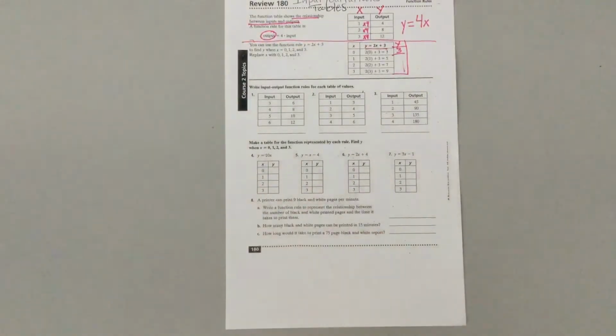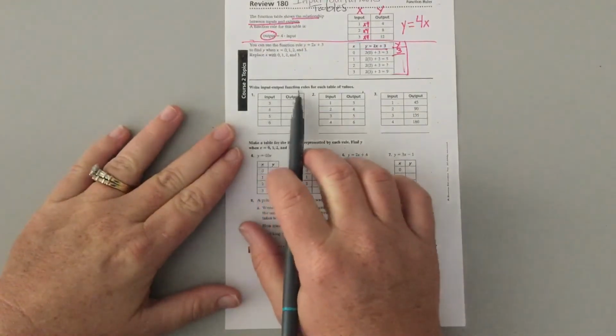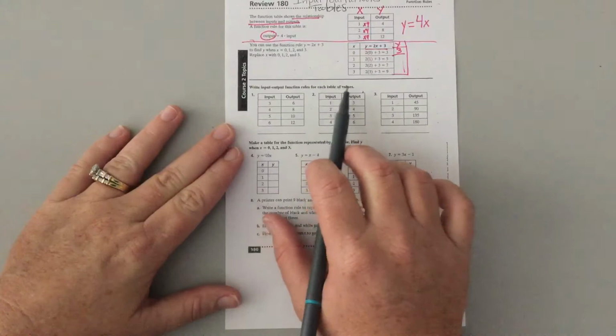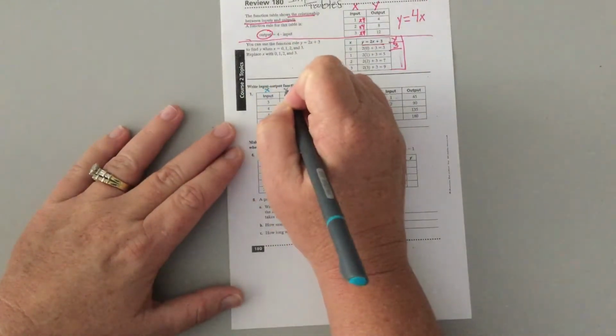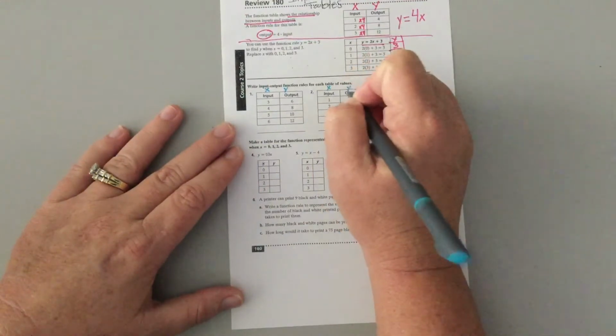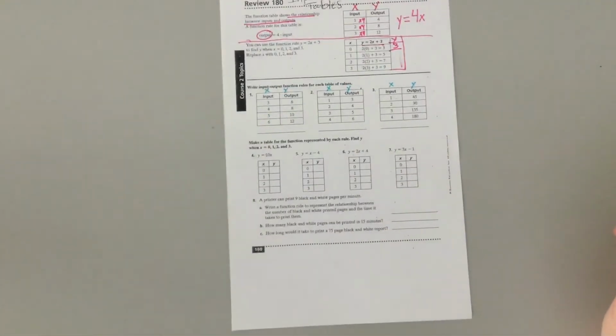And I know it's kind of blurry up there, guys, but it's right in front of you. All right, write input-output function rules for each table below. First thing I'm going to do is label them X and Y. I need to get used to, when I hear the word input, my mind should automatically see the letter X. When I see output, I automatically see Y. Okay, those need to go hand in hand.